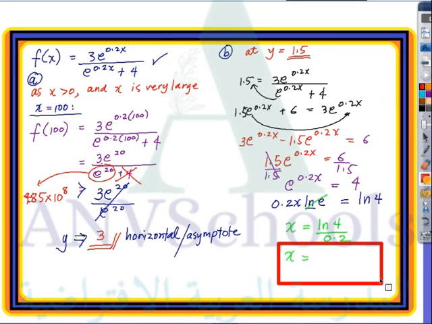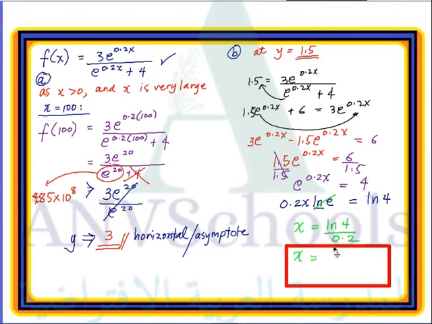And therefore, what is my x? My x is ln of 4 divided by 0.2, not 2. Okay. So that's actually 6.93147. Okay, that is my x value for the point of inflection when y is equal to 1.5.